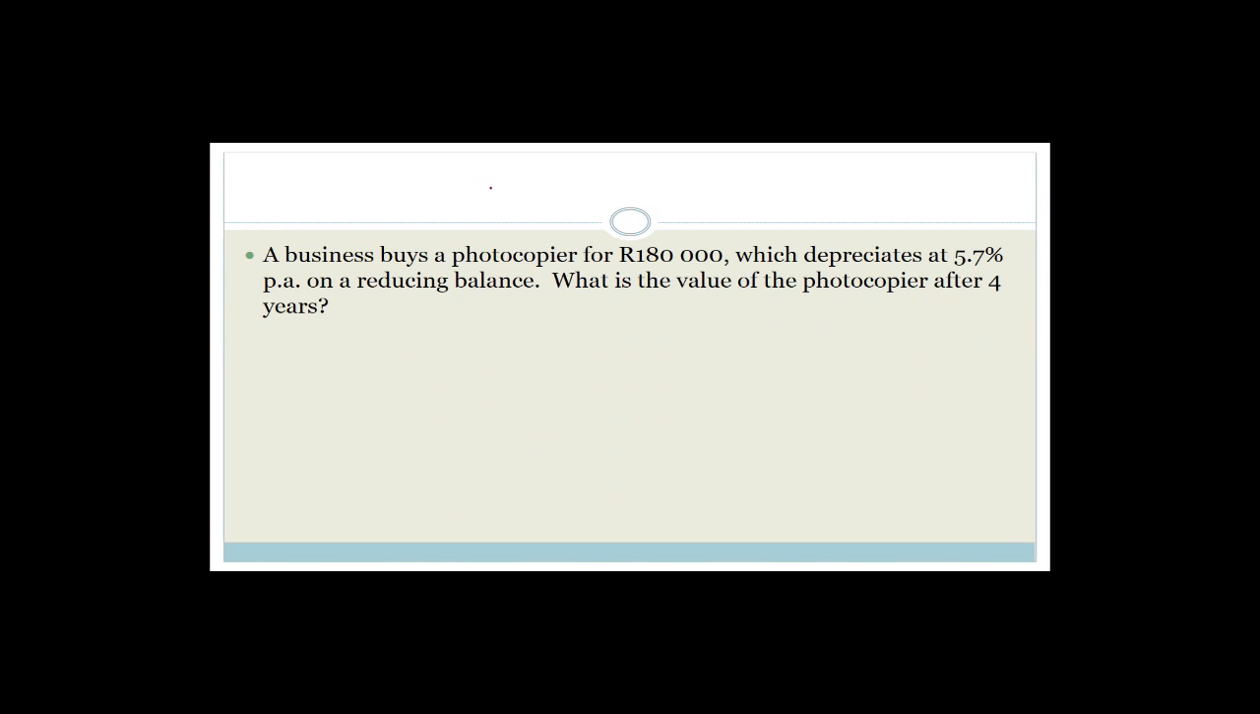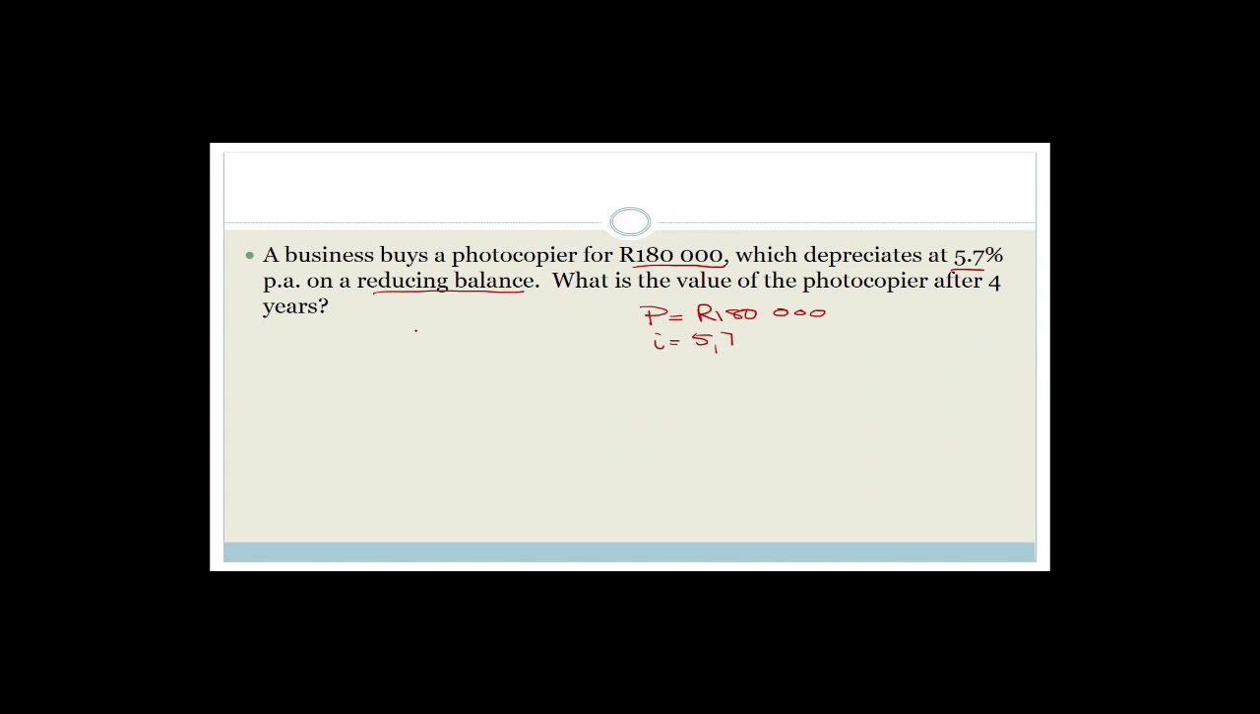So again, we've got a business. And this time the photocopier costs R180,000. This is a serious photocopier. This thing, yeah, can photocopy money. Okay, no, not really, but it's a lot of money for a photocopier. It depreciates at 5.7%, depreciation on a reducing balance.